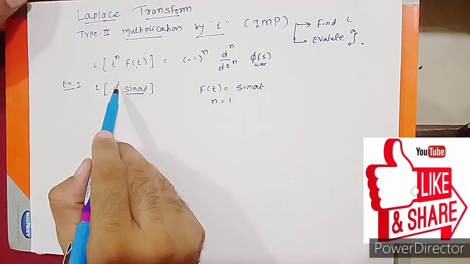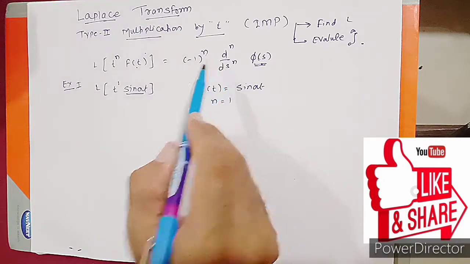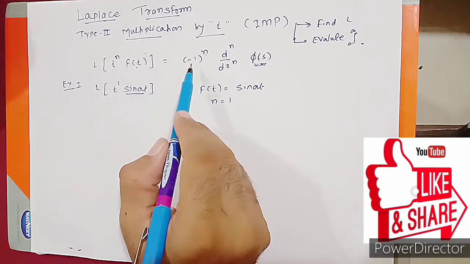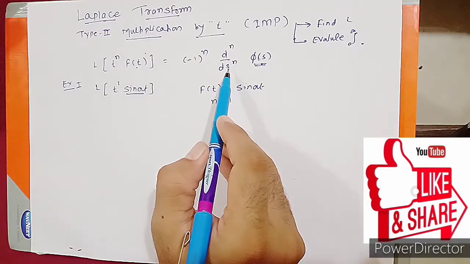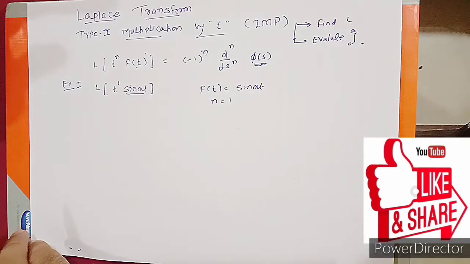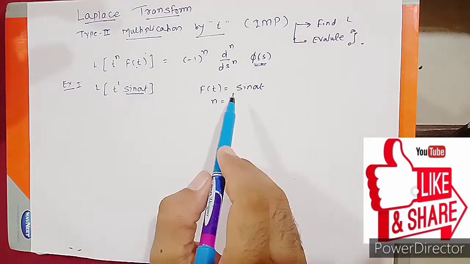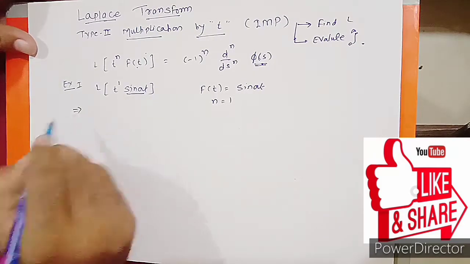When there is t square, that means we are taking minus 1 raised to 2 and we are taking a double derivative. When there is t cube, that means we are taking minus 1 raised to 3 and we are taking 3 time derivative, right? So according to the value of n, we are taking derivative. Here the value of n is 1, so that's why we are taking a single derivative. So we will start with the numerical, right?